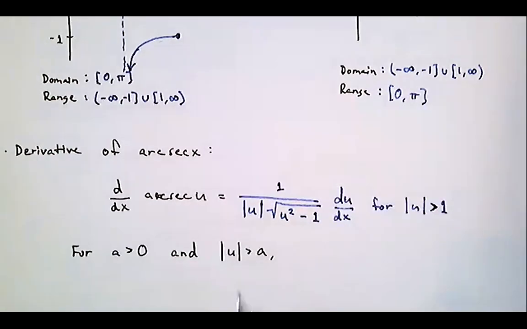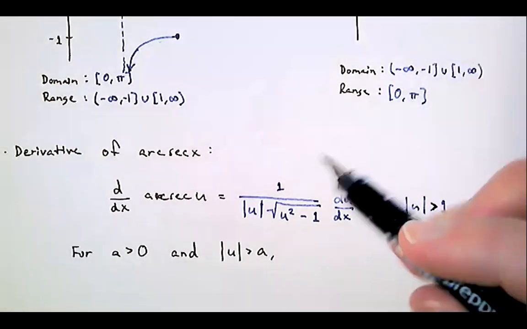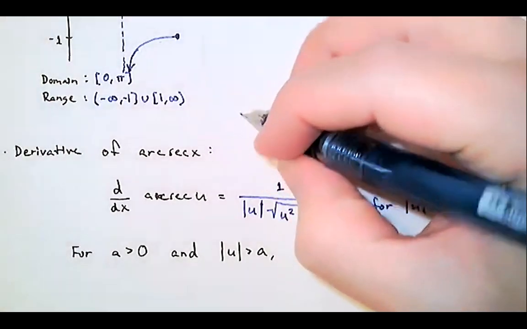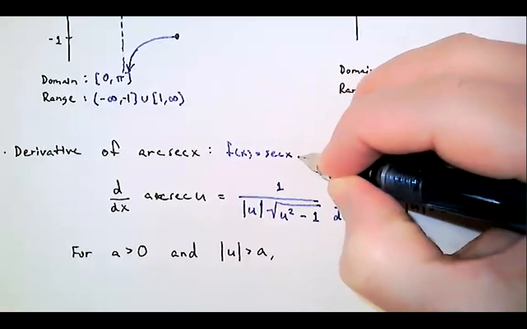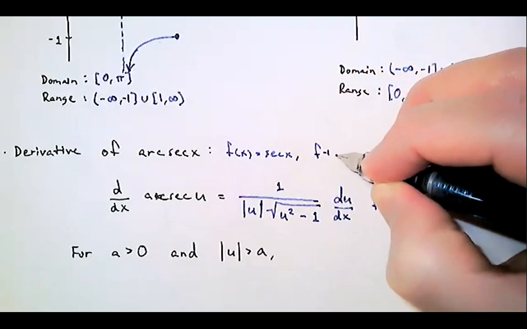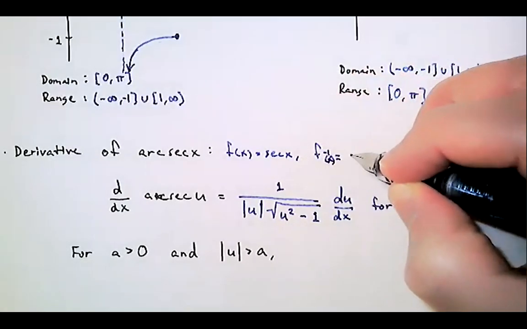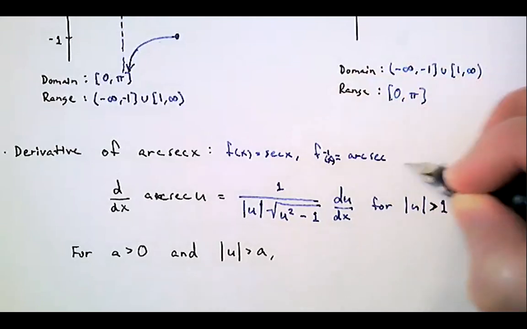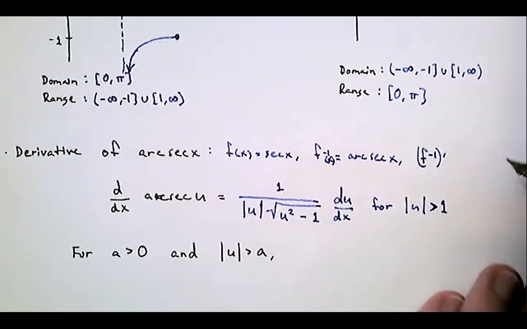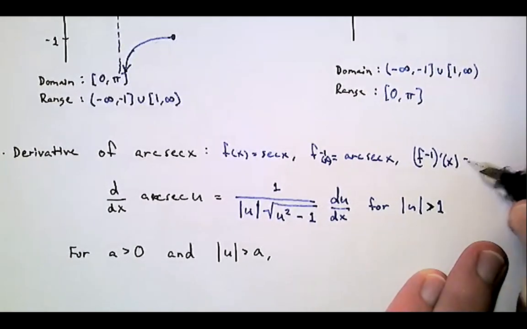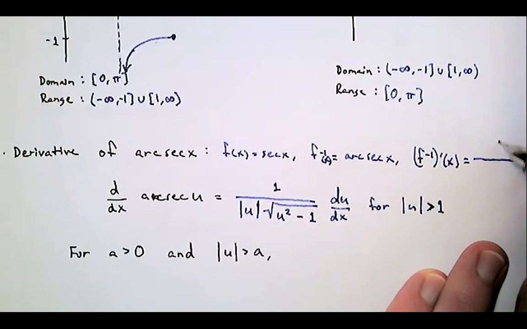If you wanted to figure out this derivative for yourself, you would have to do something like what we did last time. So you would say f of x is equal to the function secant, and then your inverse is, of course, arcsecant. And then you would use the formula for the derivative of the inverse. So remember, this was 1 over, and then you plug the inverse function into the derivative of the original function.